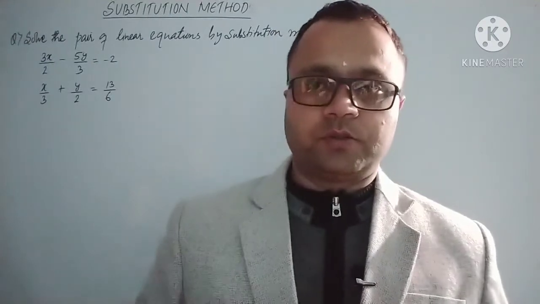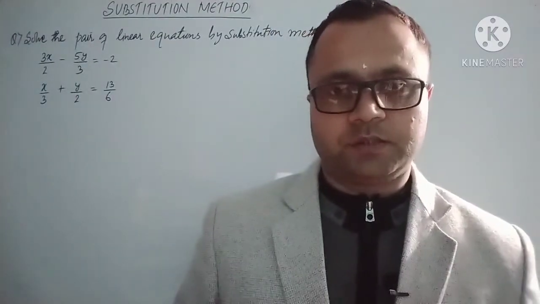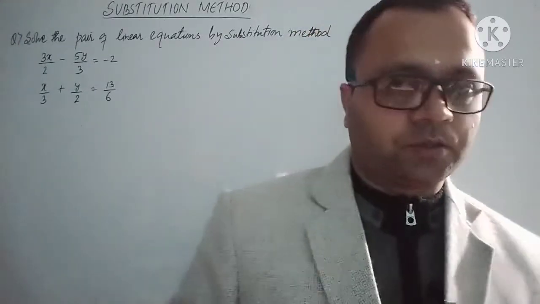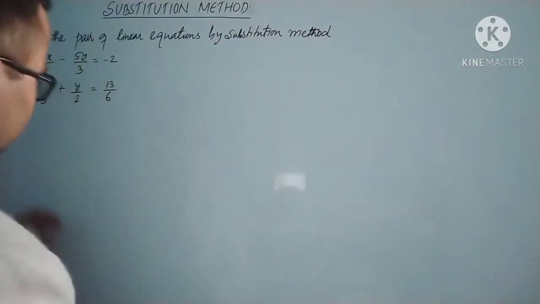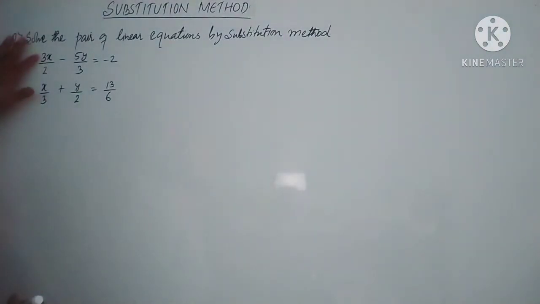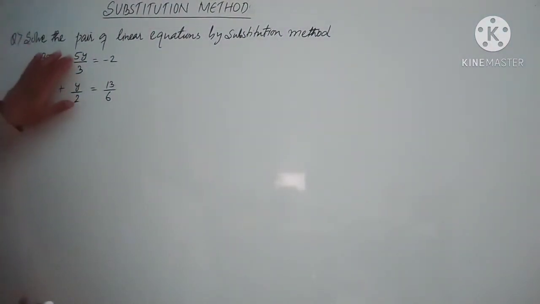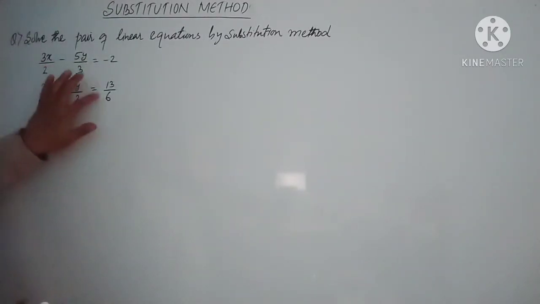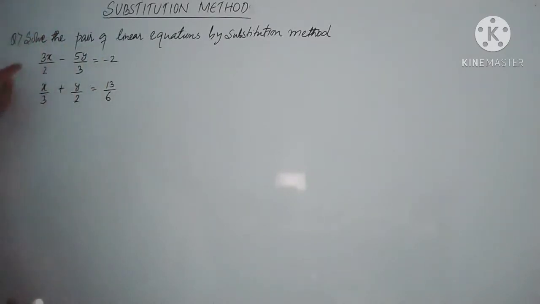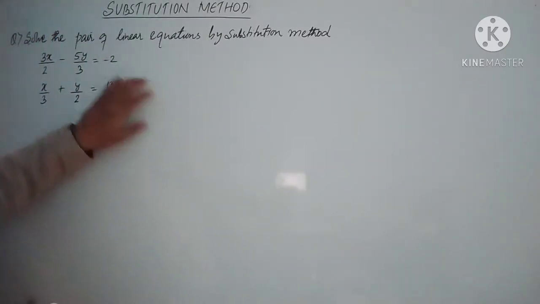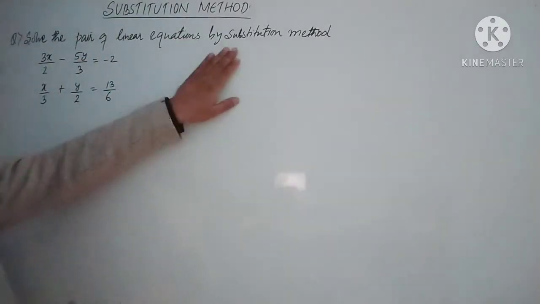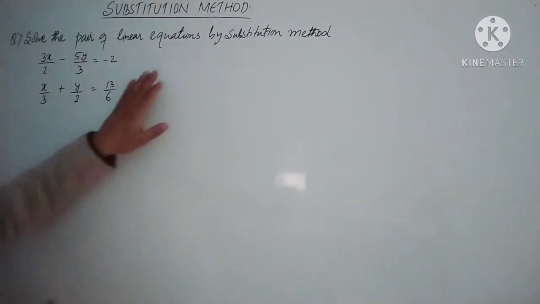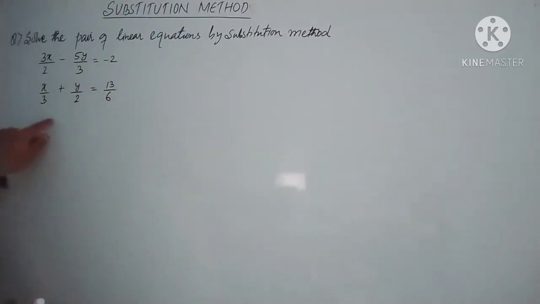Now today we are going to solve questions based on the substitution method. So in the substitution method, the question is 3x by 2 minus 5y by 3 equals minus 2, x by 3 plus y by 2 equals 13 by 6. This is the pair of linear equations which we have to solve by the substitution method. By the substitution method we will calculate the values of x and y. So let's start the solution.